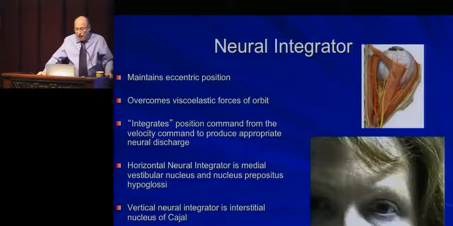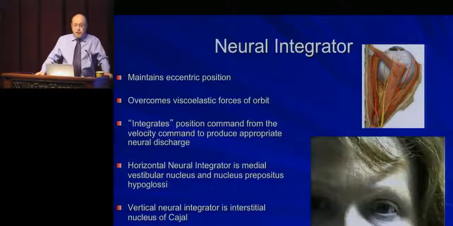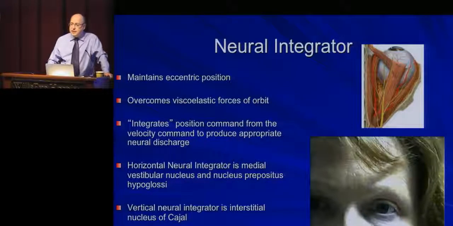So we have a horizontal neural integrator to keep the eyes to the side horizontally, and that's the medial vestibular nucleus and nucleus prepositus hypoglossi. And then there's the vertical neural integrator, which is further up in the midbrain in the interstitial nucleus of Cajal. And the cerebellum, particularly the flocculus and nodulus, also play a role. So that's to keep things steady off to the side.